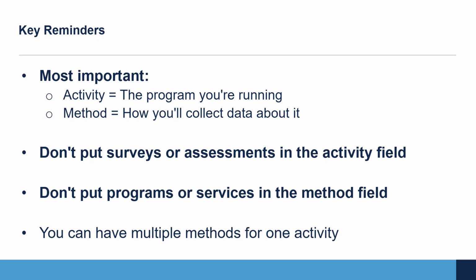Remember the most important point. Activity is the program you're running. Method is how you'll collect data about it. Don't put surveys or assessments in the activity field. And don't put programs or services in the method field. Lastly, you can have multiple methods for one activity.